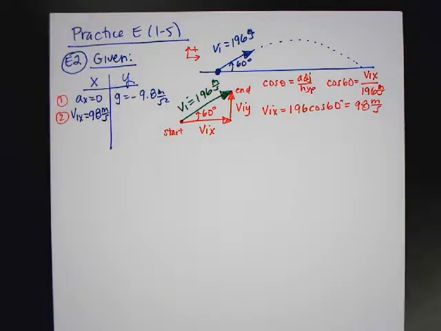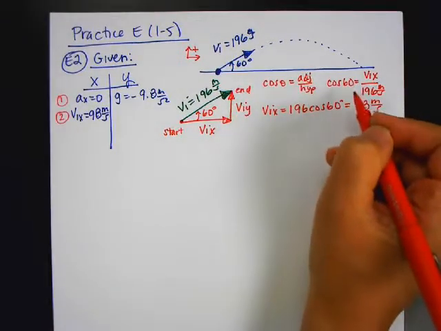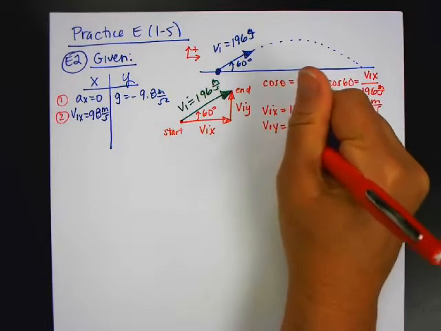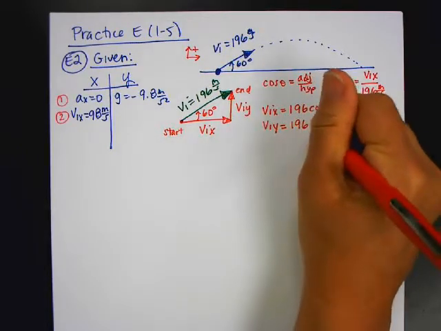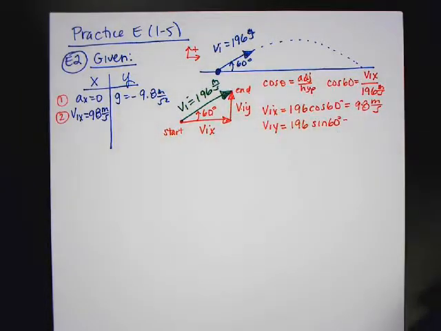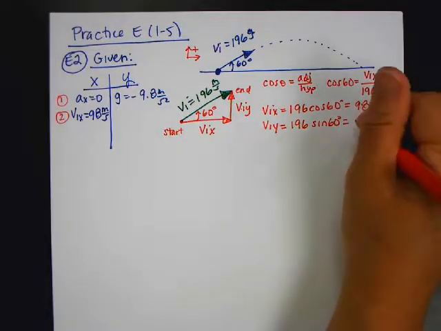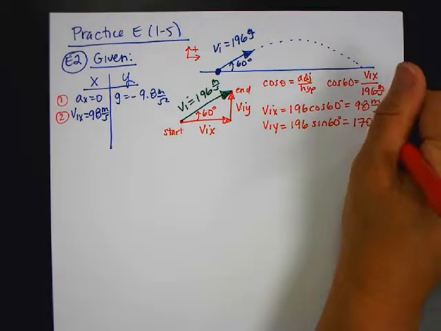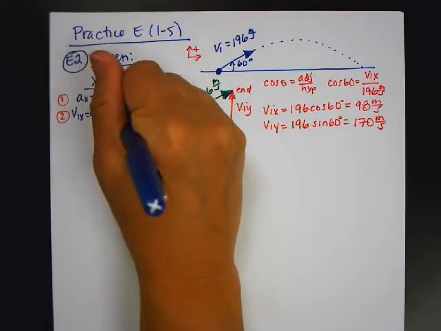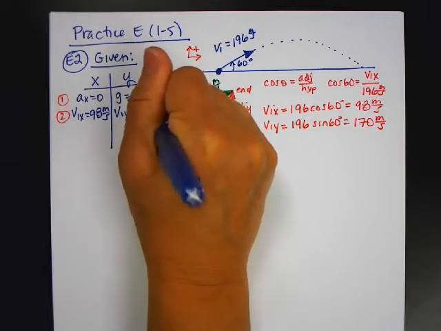So now I want to find VIY. Now I can write sine of theta is opposite over hypotenuse, but at this point I should be able to say VIY is 196 sine of 60 because VIY is opposite the 60 degree angle. So this comes out to be 170 meters per second. And then I'm going to put that in here. VIY is equal to 170 meters per second.